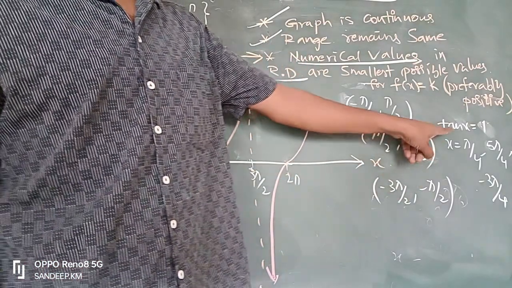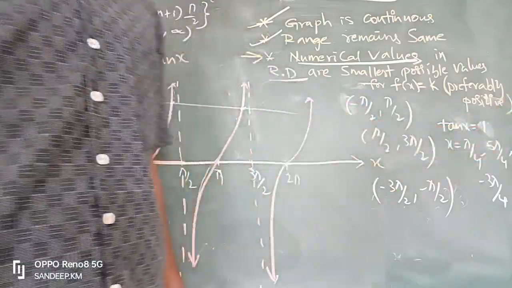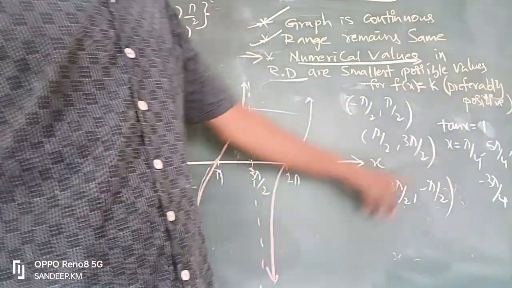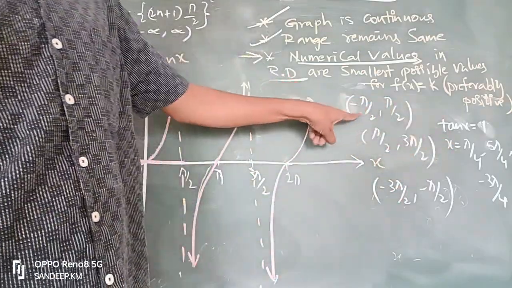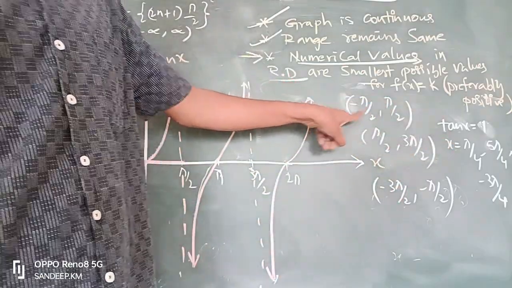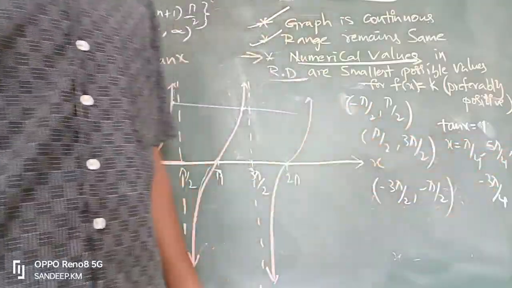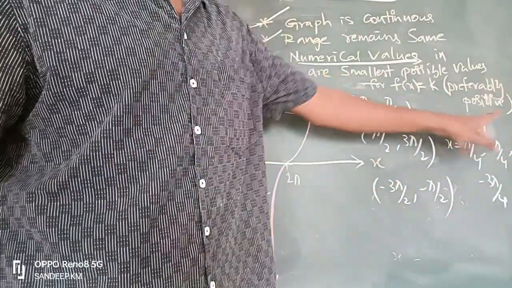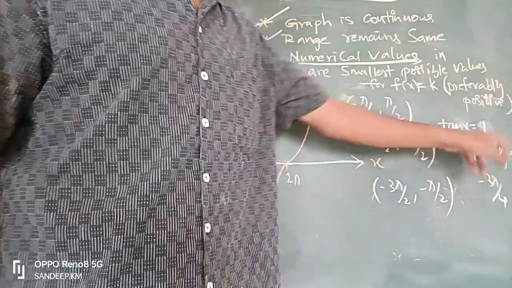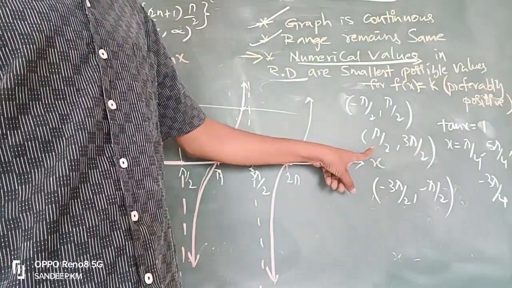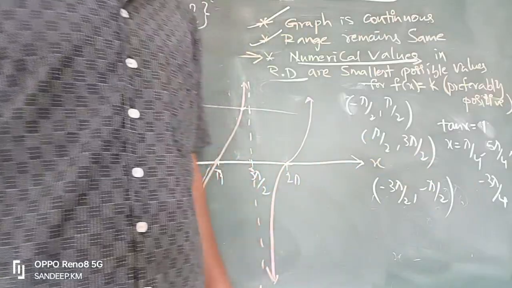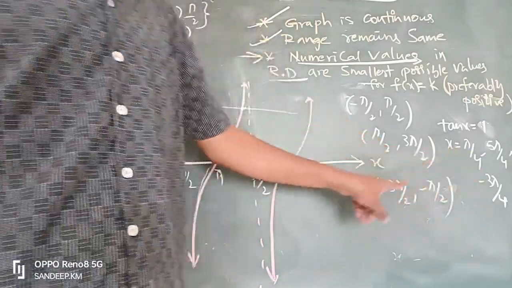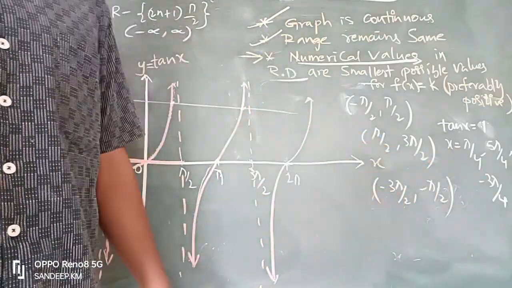I have taken an example. Tan x equals 1 means x can be pi by 4. That pi by 4 is chosen from the first domain, and then x can be 5 pi by 4 because tan of 5 pi by 4 is also 1. And 5 pi by 4 is chosen from this domain. Next, tan x equals 1 even for x equal to minus 3 pi by 4, and minus 3 pi by 4 is chosen from this domain.